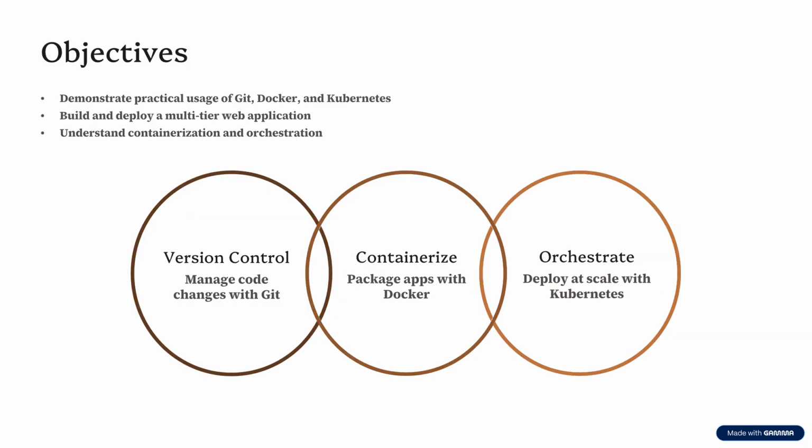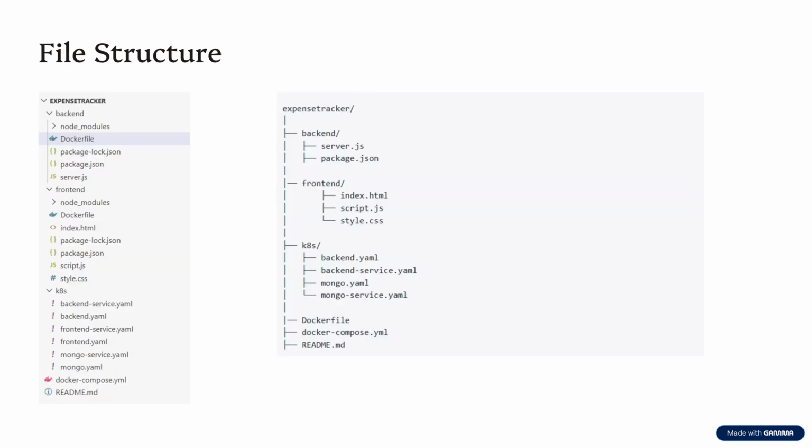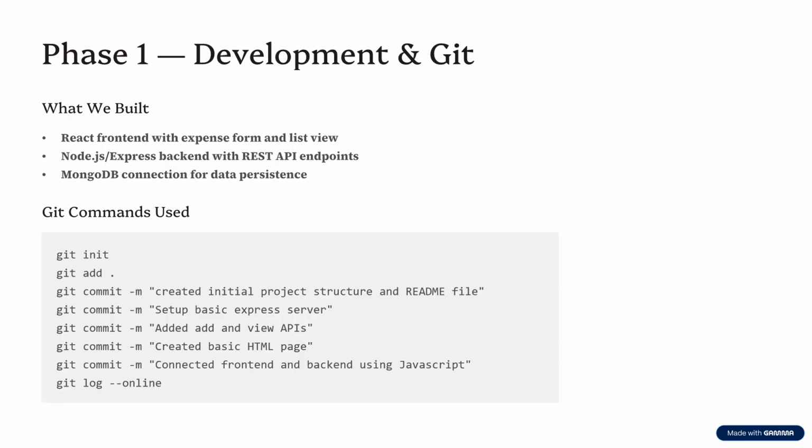The main objective of this project is to demonstrate version control, to use Docker for containerization, and to deploy the application using Kubernetes. This is how the file structure of the project looks like. And the project is divided into three phases.